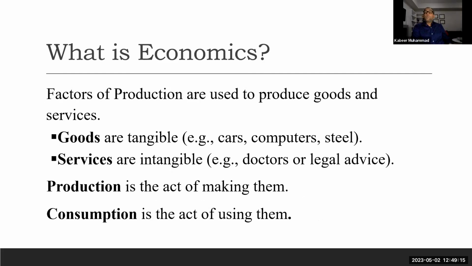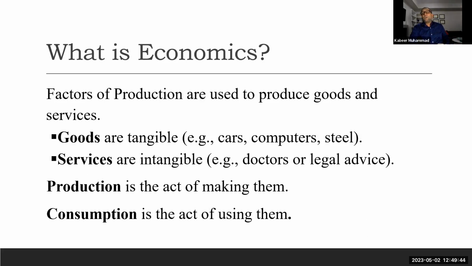Now, when we use these four resources, four factors of production, what we do, we produce either a good. When we are saying good, it means it's a tangible thing, like a car, computer, cell phone, or wheat, corn. These are the things that you can physically touch, or these are tangible. We call them tangible because we can physically touch and physically feel that. So these are the goods.